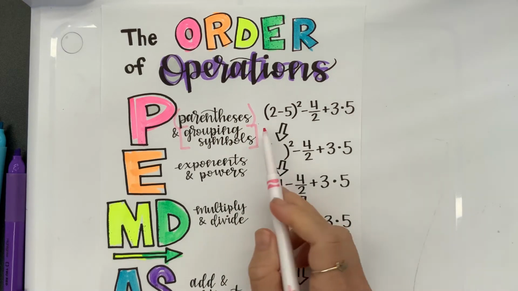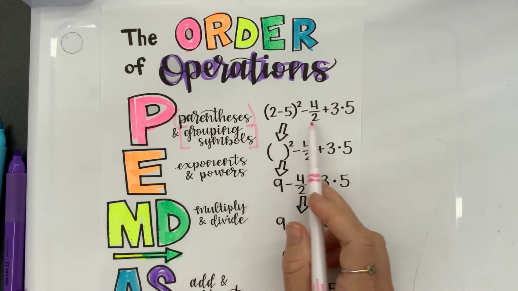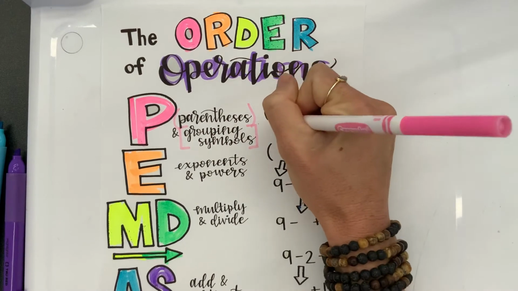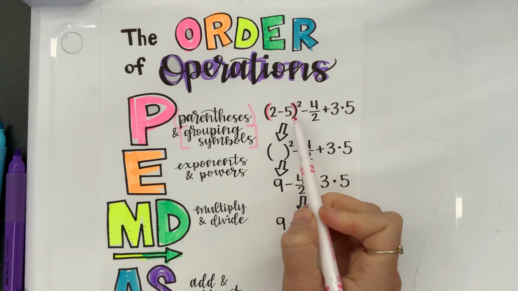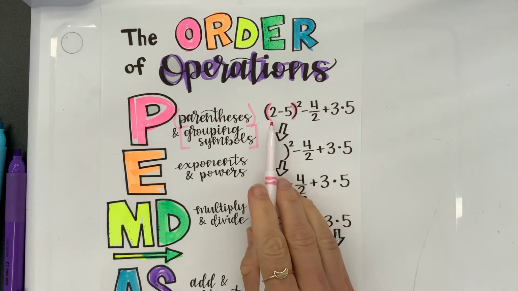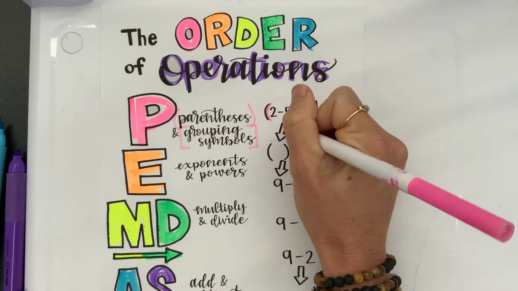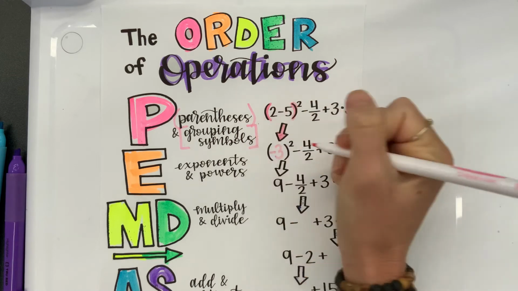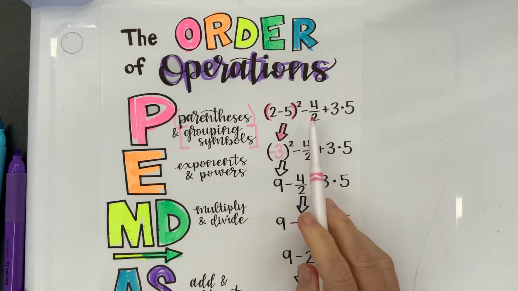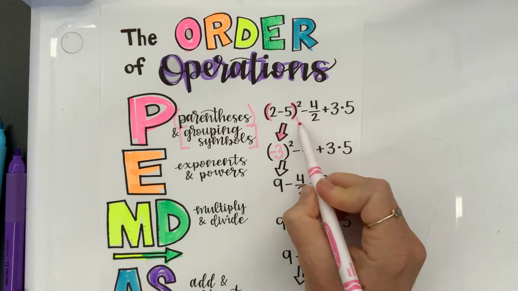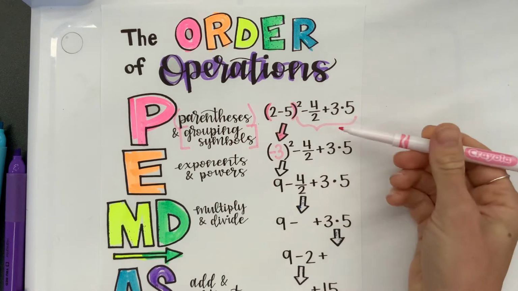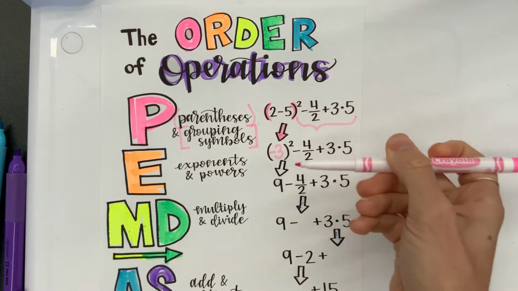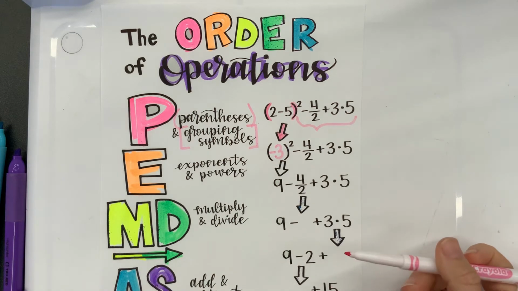So I'm going to scan my expression. Okay, I see here are the parentheses, so I'm going to start there. I'm going to do what is inside the parentheses first. So 2 minus 5, I'm going to simplify that step, and that's going to be a negative 3. Now I'm going to bring down everything else that's in my expression. I'm going to rewrite it below next to the thing that I have just simplified. And you need to rewrite it step by step every single time.